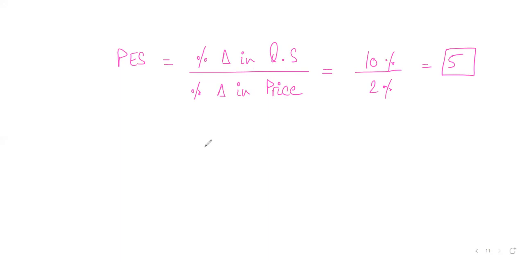And what's the logic? Yes, it's greater than 1. Yes, very nice. And secondly, it's showing more than proportionate change. So for a 2% change in price, there's a 10% change in supply, which is more than proportionate, right? So the change in supply is greater than the change in price. Therefore, it is more than proportionate. Confusion?